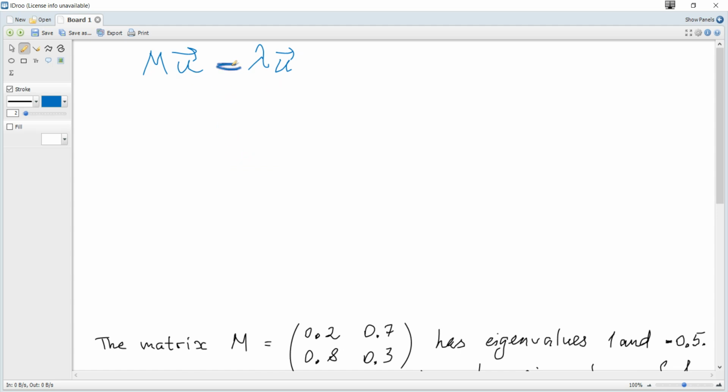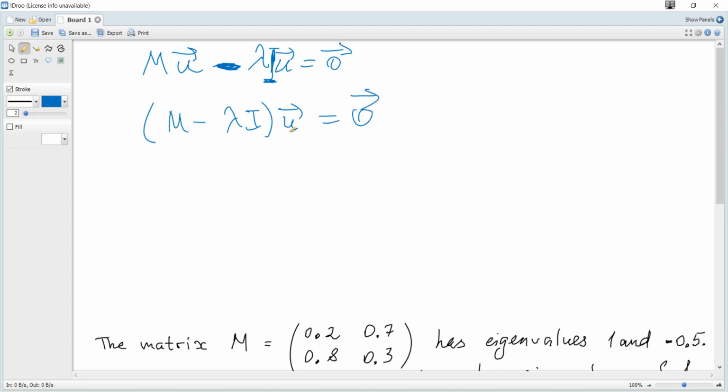And how to find them? You can see we can move it to the left and equate it to the 0 vector. And you can see, when we multiply this by the identity matrix, which is just a matrix with ones on the main diagonal, and multiply it by this matrix, it will be the same. It's similar to 1 for usual numbers. But now we can factor out u, and it becomes M minus lambda I multiplied by the u vector is equal to the 0 vector.